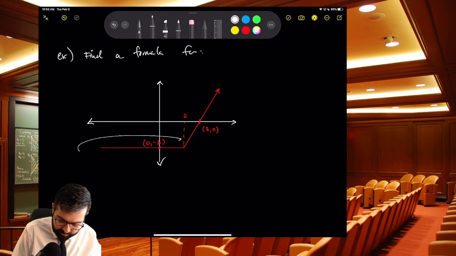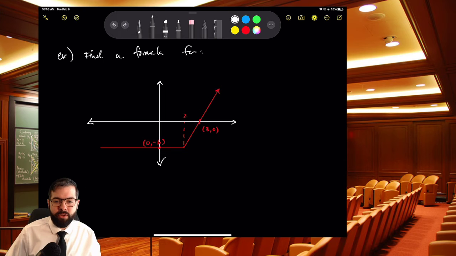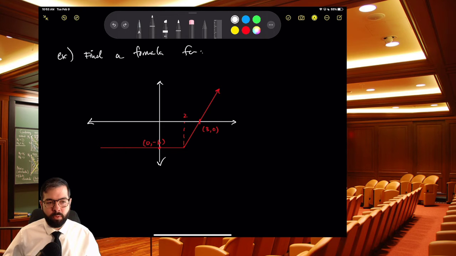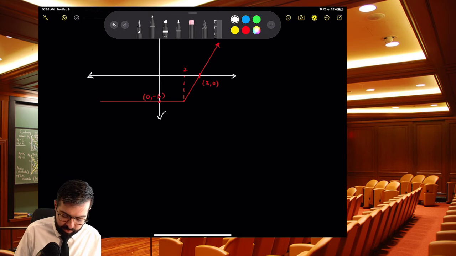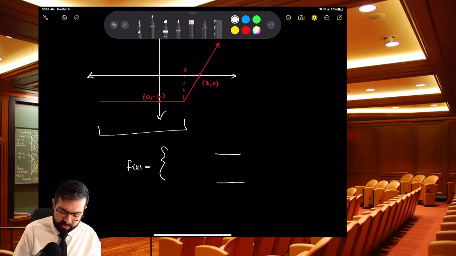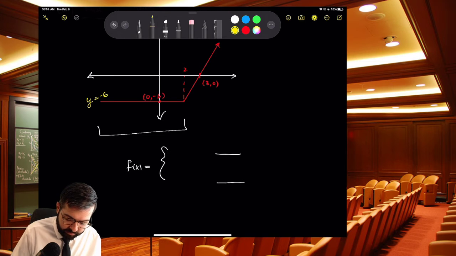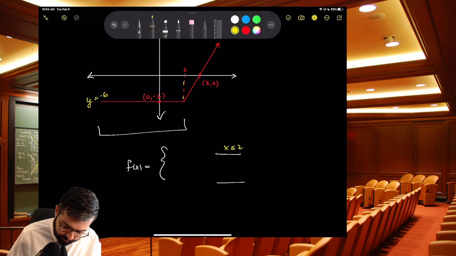Well, it's got two pieces. It's got this piece and then this piece, right? It looks like two linear functions. They're not always going to be linear. I'm doing this because it's easy to make up off the top of my head. So here for this piece, we have to figure out what input values this is, because we're going to break it up into rules. When this is true, I'm on this leg. Well, this is the line y equals negative 6, and it's true for x values less than or equal to 2. So we'll say for x less than or equal to 2, I'm the line y equals negative 6.